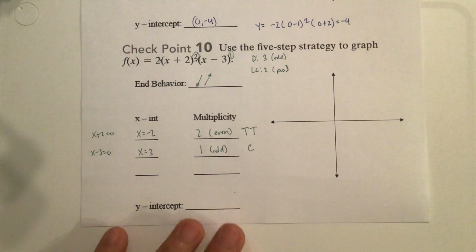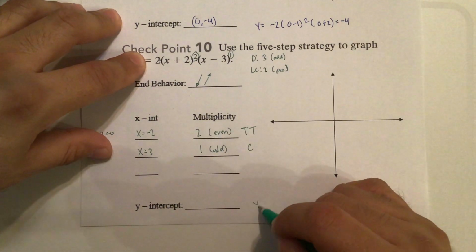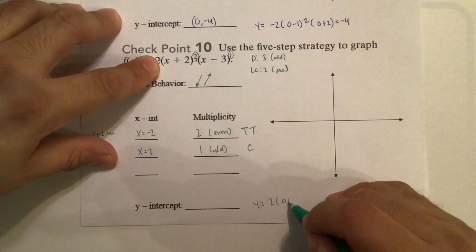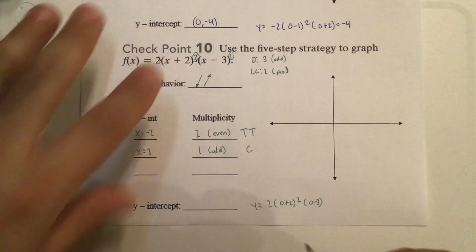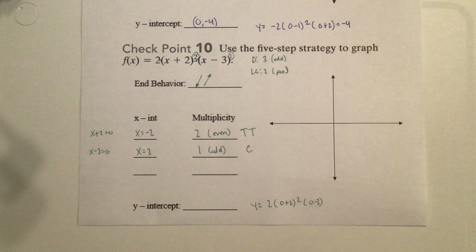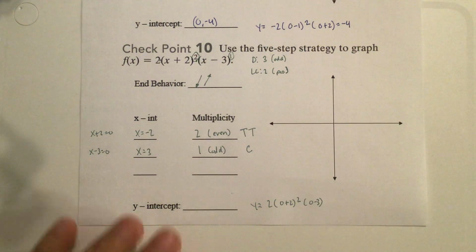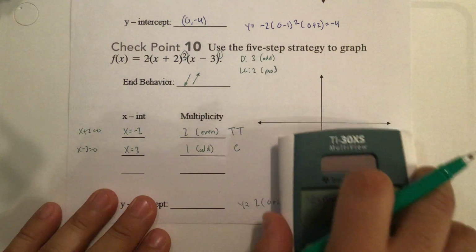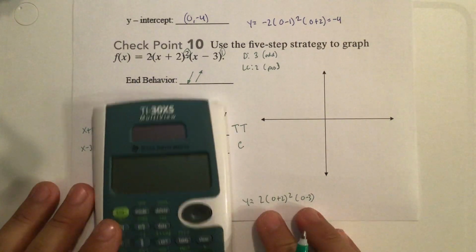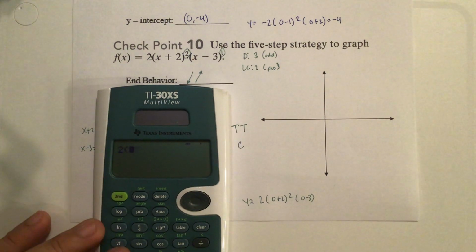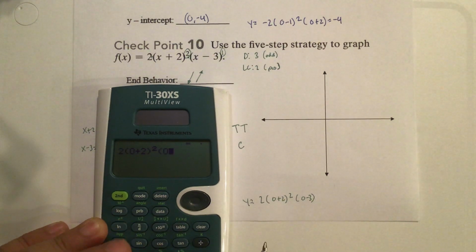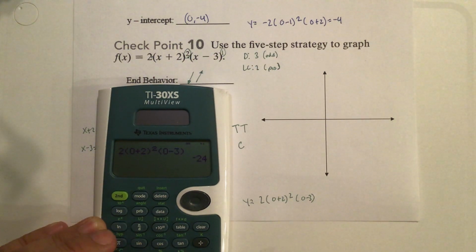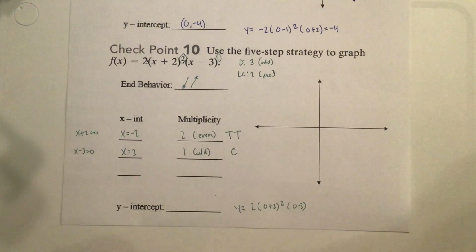And then last, for the y-intercept, we're going to plug in 0 for x. So y equals 2 times, the first one's going to be (0 + 2)², and the second one is (0 - 3). You can plug this into a calculator and work it out. I'm pretty sure it is going to be, let's see, 2, 4, 8, maybe -24. But let's verify this just in case. So we have 2(0 + 2)² times (0 - 3), and we do get -24. So (0, -24).